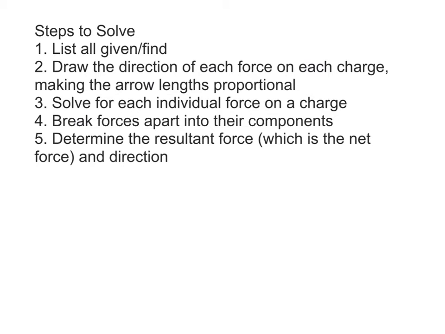The second thing you want to do is draw the direction of each force on each charge. So you want to make your arrow length proportional, longer arrows for the charges that are closer together, shorter arrows for the charges that are farther apart, and you need to make sure that the direction is correct. So if it's a negative and a positive, they're attracted to each other. If it's negative, negative, or positive, positive, then they're repelling each other. So the arrows are directly related to the location of the charges and the type of charge, positive or negative.